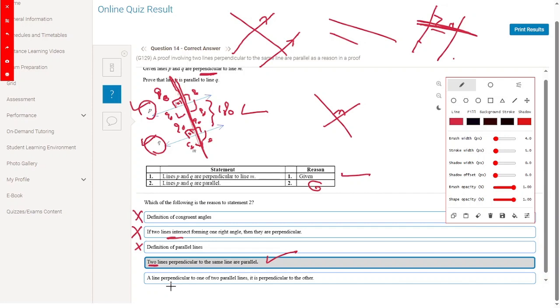Now, a line perpendicular to one of two parallel lines is perpendicular to the other. No. So maybe I have, this is the transversal, I have a line perpendicular and the other line is not perpendicular. So does it mean that these two lines are parallel? Okay.